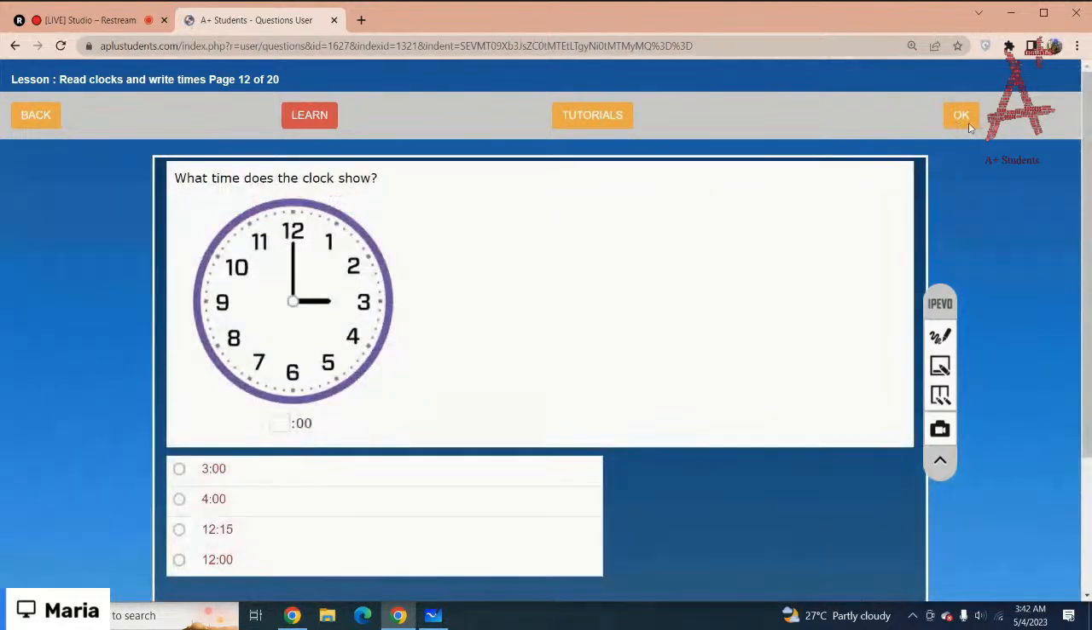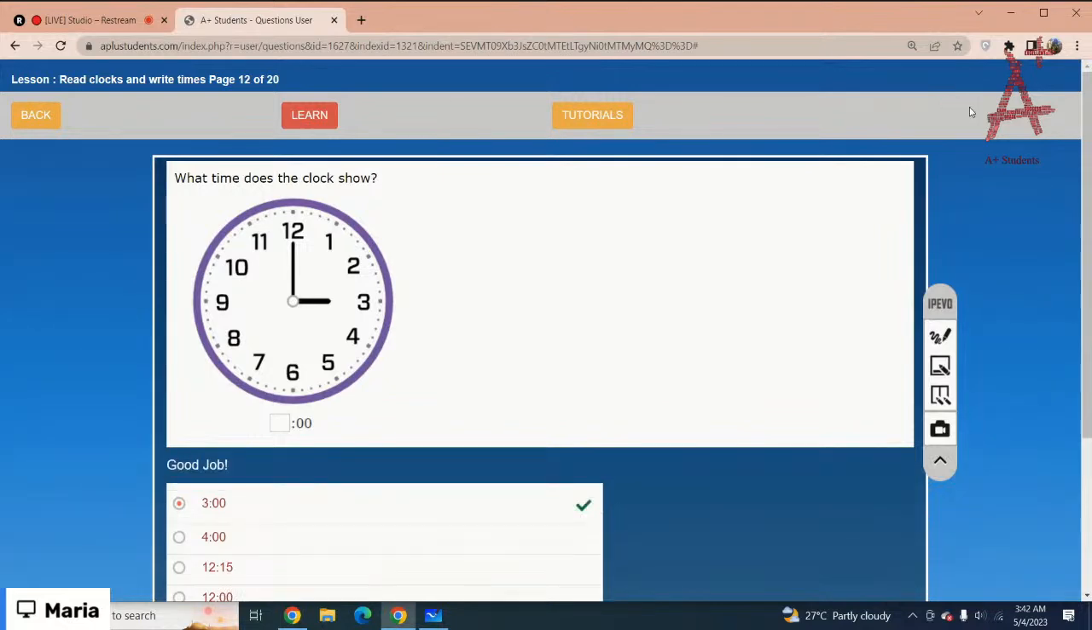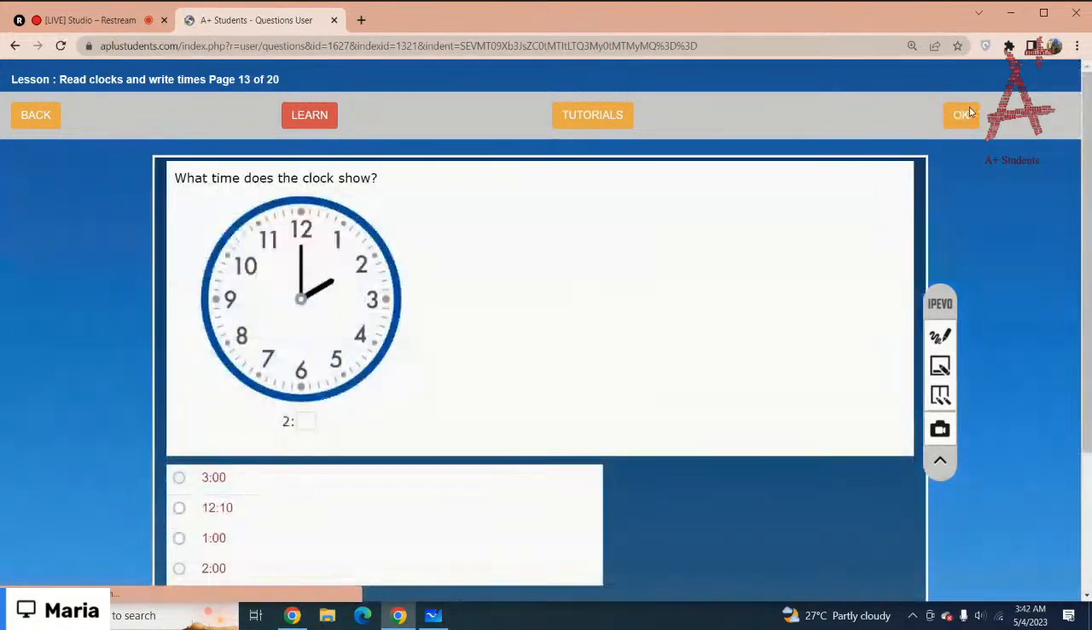Okay, the next one is, what time does the clock show, which is the correct option? It would be 3. The correct option is 3. What time does the clock show? It would be 2. The correct option is 2.